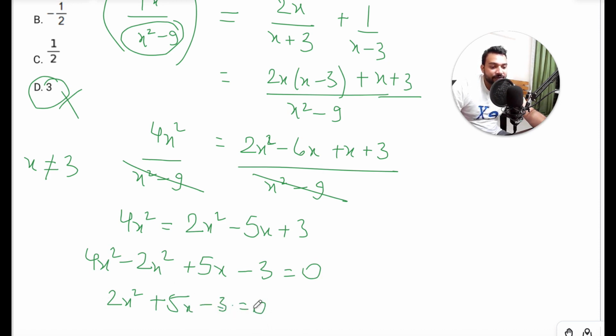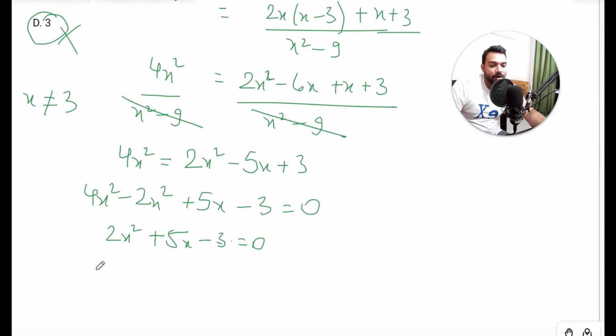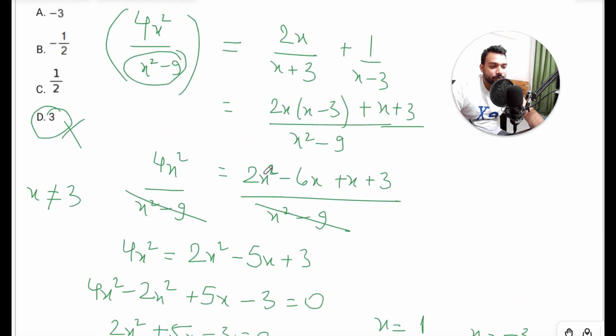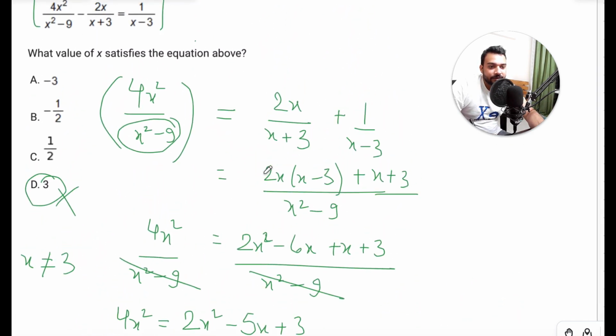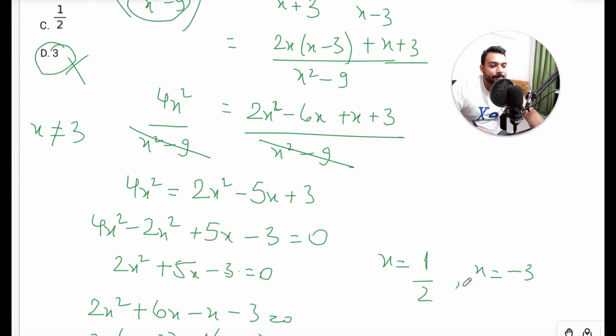2 times minus 3 is a negative 6. Negative 6 is 6 times negative 1. 2x squared plus 6x minus x minus 3 is equal to 0. 2x, x plus 3 minus 1, x plus 3 equal to 0. x is equal to half, x is equal to negative 3. Let's see in the options what do we have. So x is equal to half is given, option C, and x is equal to negative 3 is also there.